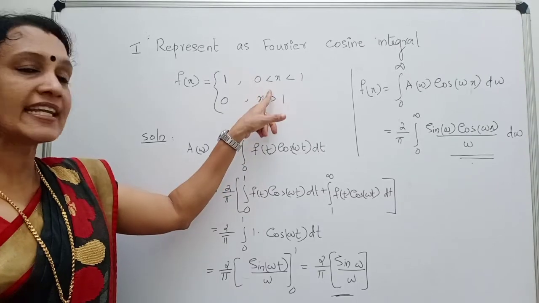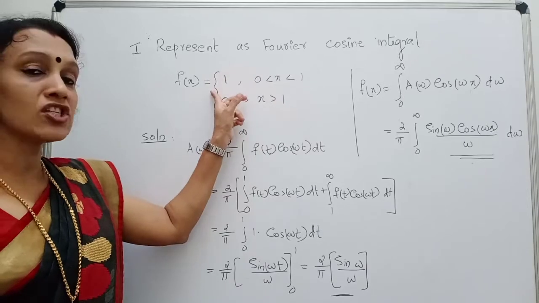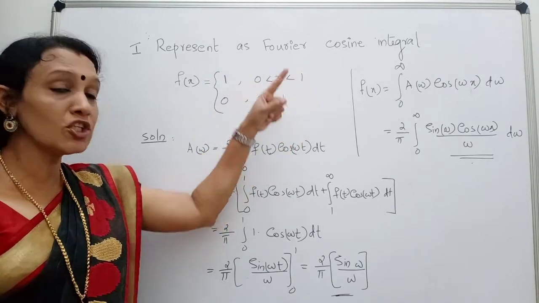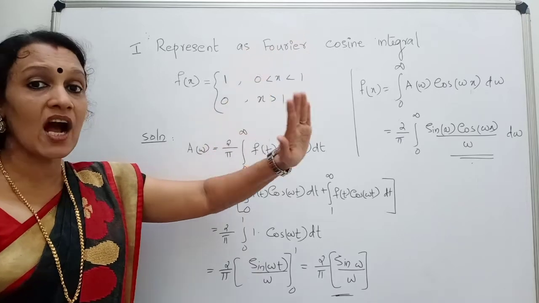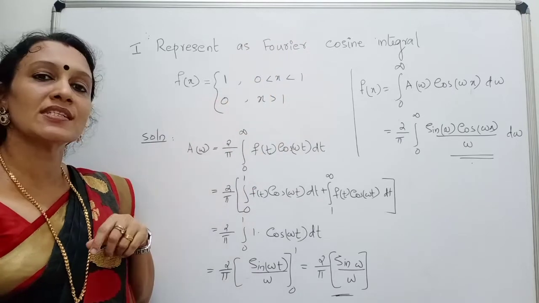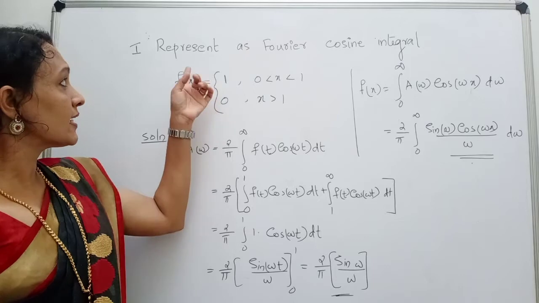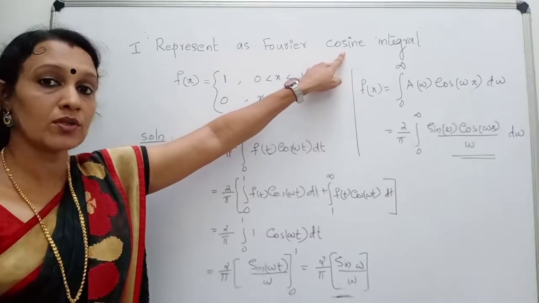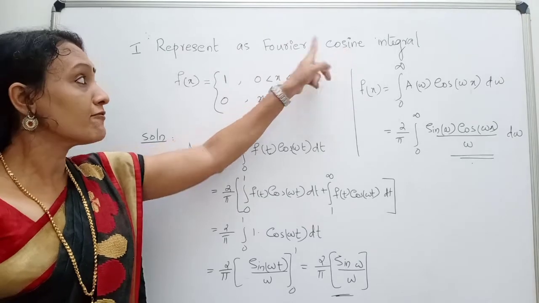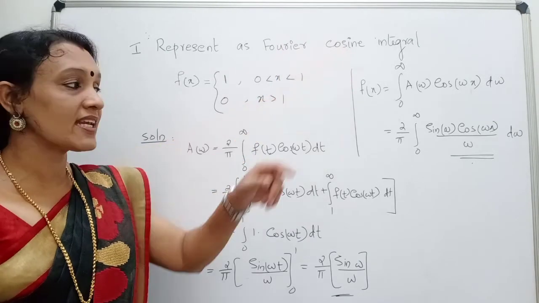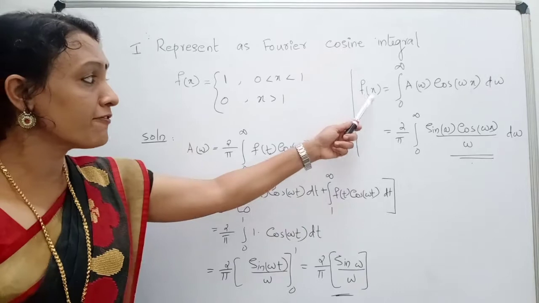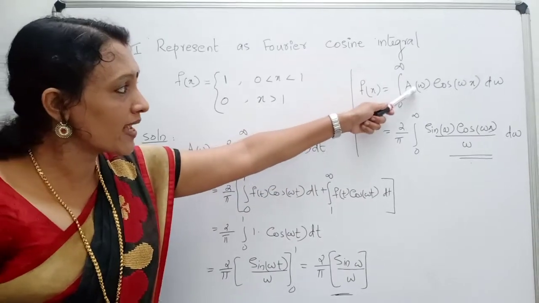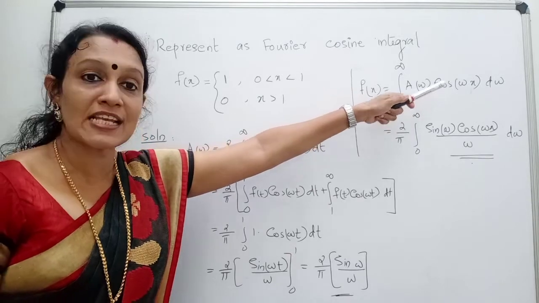Look at the interval first. The function is defined on 0 to 1, then 1 to infinity. That means in a half interval, the function is given. In this question, you are just asked to find Fourier cosine only. And the Fourier cosine integral representation, the definition is f of x is equal to integral 0 to infinity a omega cos omega x d omega.